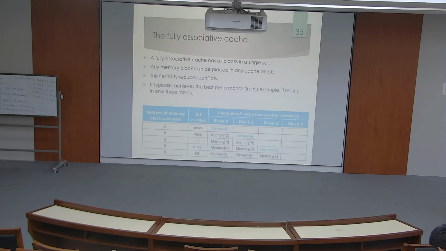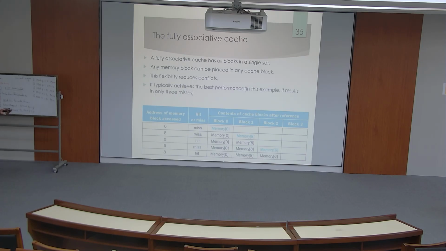So for fully associative, all the blocks need to be loaded into the cache lines. How many cache lines do we have? We have 4 cache lines. So block 0 needs to be loaded in cache line 0, and block 8 needs to be loaded in cache line 1, because we can put it in any cache line. We have 0 that is already loaded, this is a hit, and block 6 can be loaded in cache line 2, and block 8 is already in cache line 1.